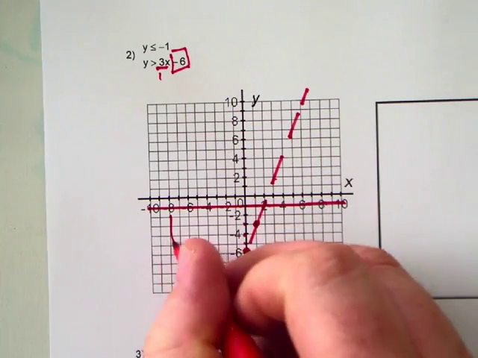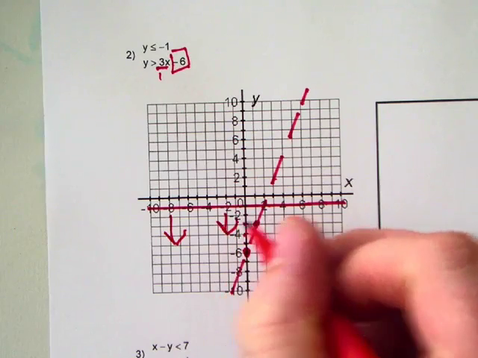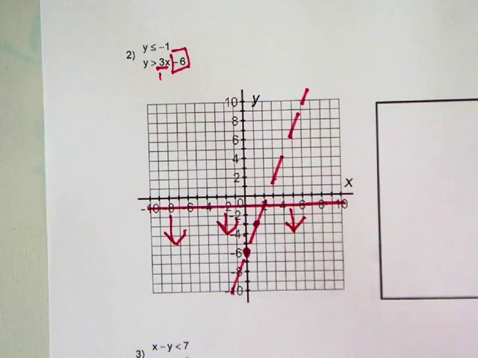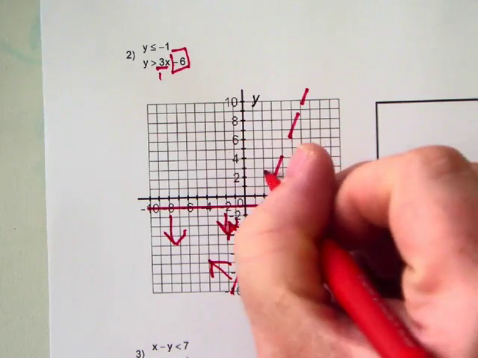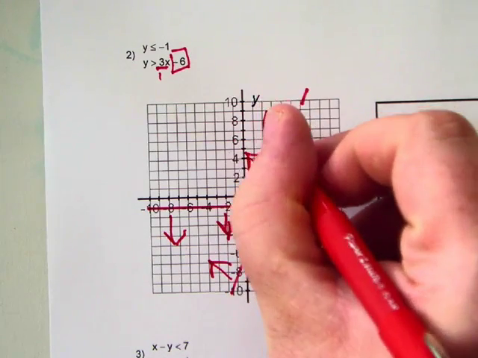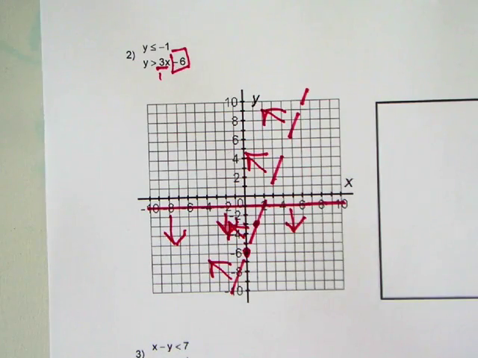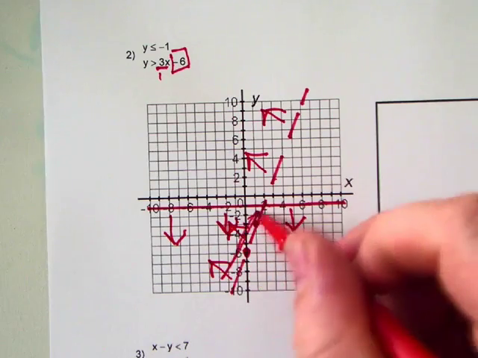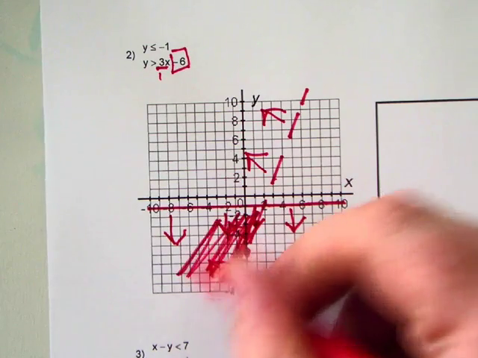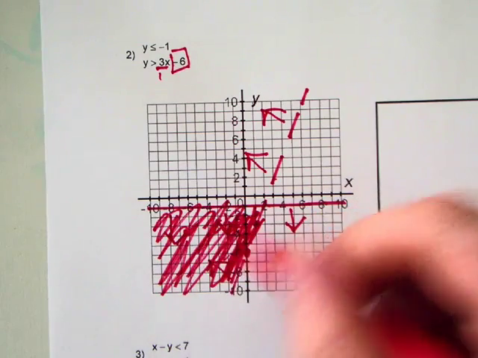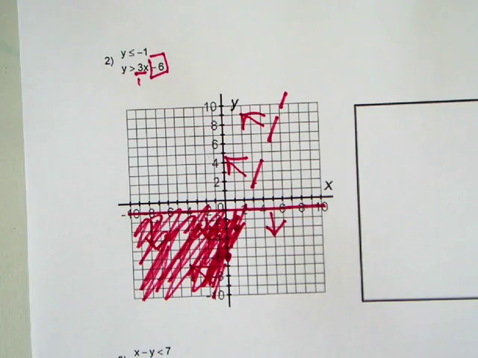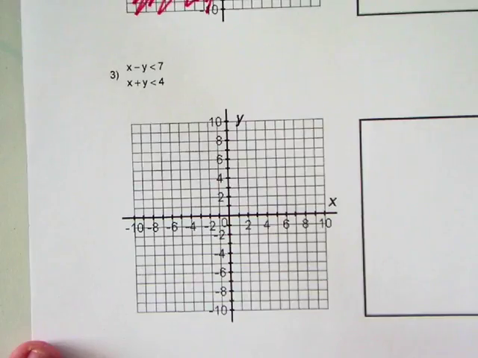You say, okay, everything down here and everything up here. So I've got arrows, and where the two arrows cross, that's where you shade in, down there. Okay, so let me do one more, and then I'll leave the rest to you.